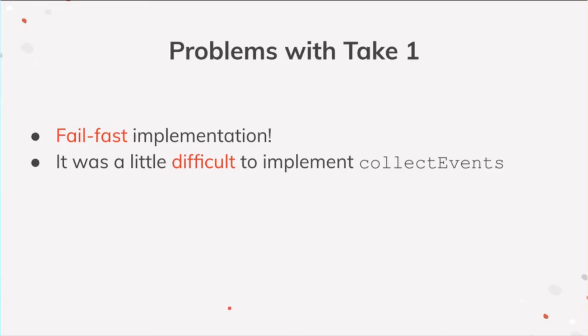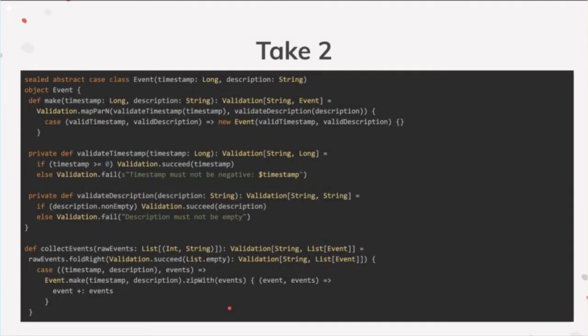So what happens now? If we call collectEvents on the rowEvents list, the first one, everything goes okay. We get a success value with a list of the events. And if we get a failure, in this case we get a NonEmptyChunk containing all the validation errors that happened while traversing this rowEvents list. So now we have "timestamp must not be negative -2", "description must not be empty", and all the errors that occurred. So that's better.